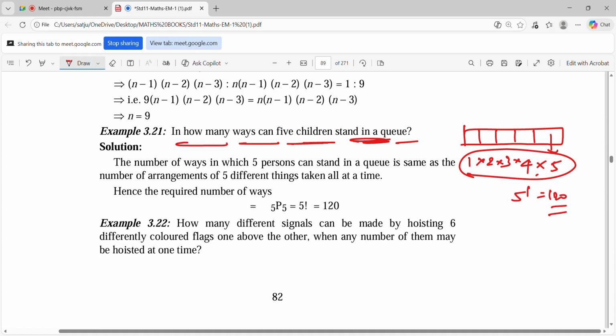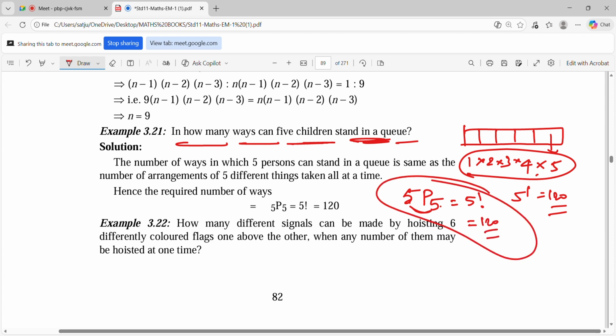Getting? Or there are 5 places, all the people have to be placed in a queue. So therefore 5P5. What is 5P5? nPn is nothing but n factorial. So 5 factorial is nothing but what? 120. In this way also you can do, or else the diagrammatic way also you can do. Understood, everyone?